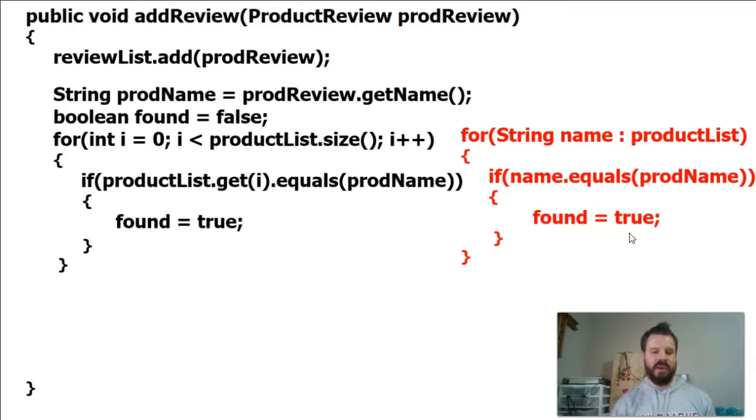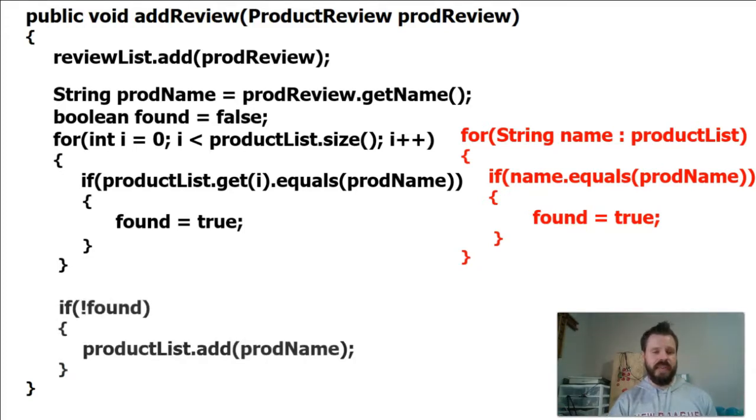They're never going to say you have to write an enhanced for loop in a free response question. But make sure you're comfortable with both, because this is a case where this makes life a lot easier. Okay, so I've gone through the entire list and determined if the product name is in it. Then we can say if not found, in other words, if found's not true, we can just add that name to the product list. You could also say if found equals false, or just not found, add the name.